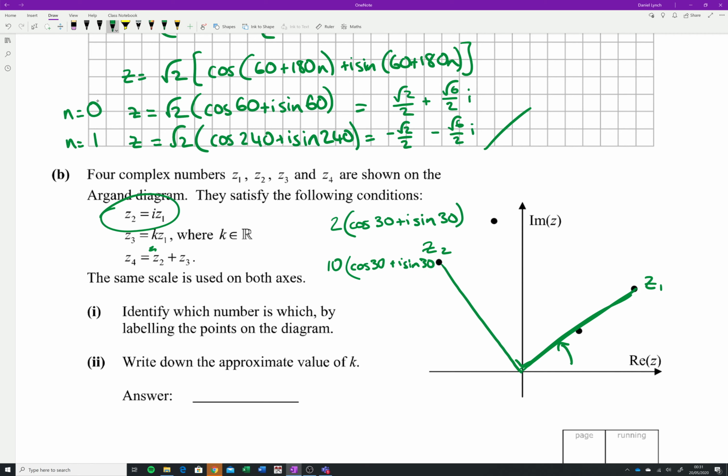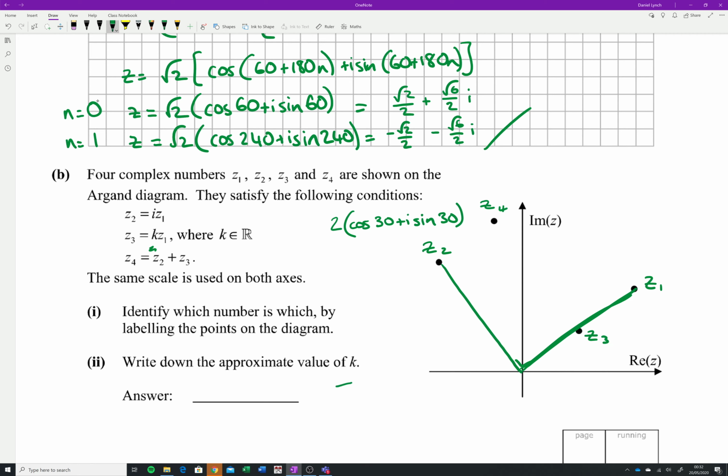It wouldn't affect the angle there at all. So all that would happen is that it would still be please move 30 degrees, but it would be move out 10 now instead of 2. So what happens is when you multiply by a number, the angle's preserved, but the length changes. And in this case, the only point where it's the same angle, but the length has changed is this one. So this guy has to be Z3, and by default that is Z4.